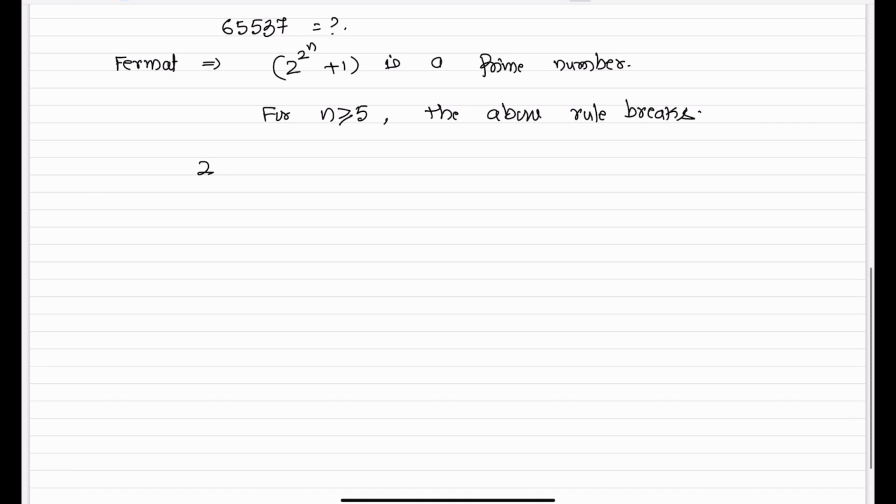Now, 2 to the power of 2 to the power of n plus 1 is the Fermat rule. Please remember, 2 to the power of 2 to the power of n plus 1 is equal to 2 to the power of 2 to the power of 1 plus 1, that is equal to 2 to the power of 2 plus 1, that is equal to 4 plus 1, that is equal to 5, if n is equal to 1.